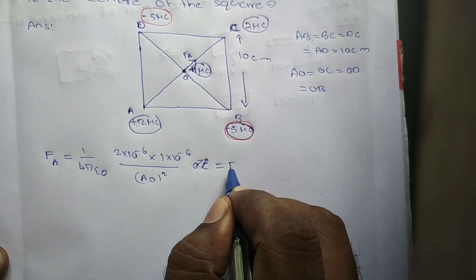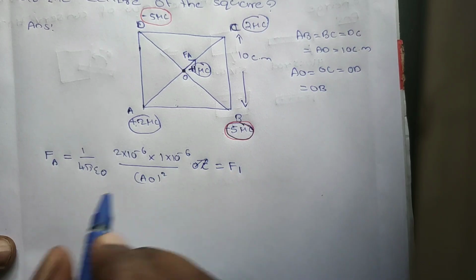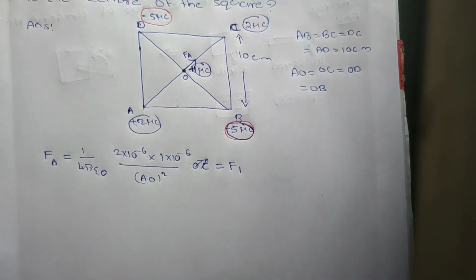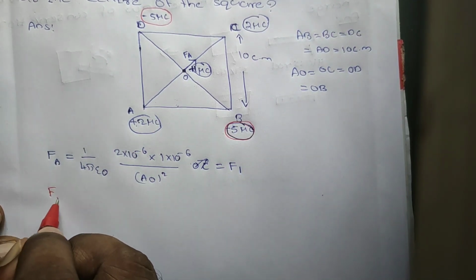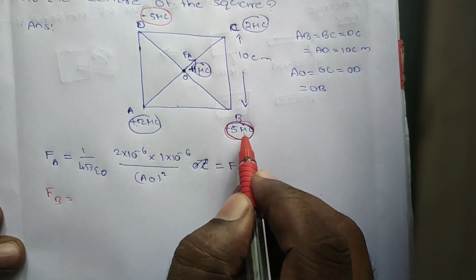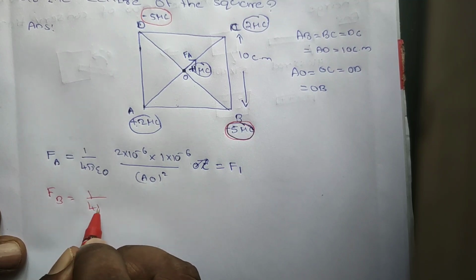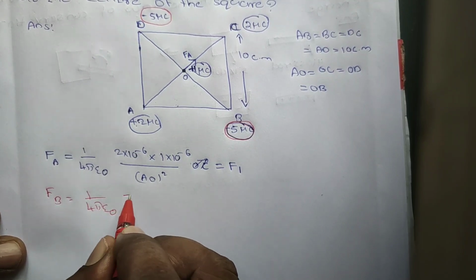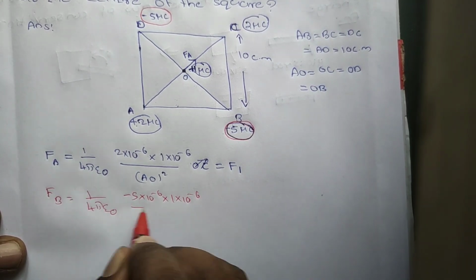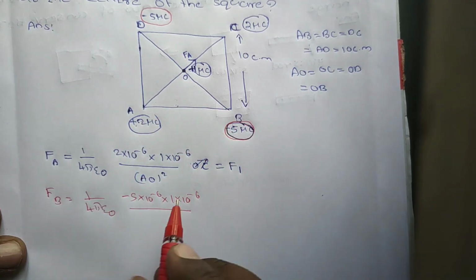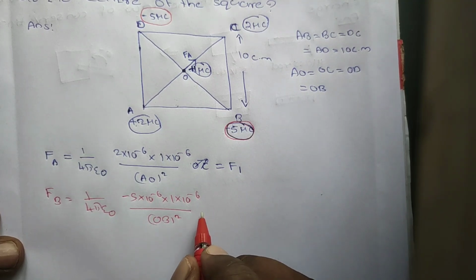I will take this value, just the magnitude of this, and consider it as F1. Then I will find out what is the force acting on B on O. That is, the force acting on B, minus 5 microcoulomb on plus 1 microcoulomb, is 1 by 4 pi epsilon naught, minus 5 into 10 power minus 6 into 1 into 10 power minus 6 divided by the distance between them. What is the distance between them? OB. So OB square.